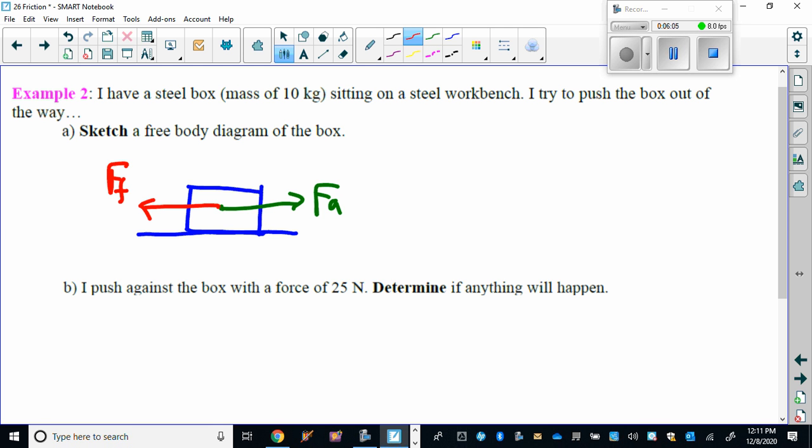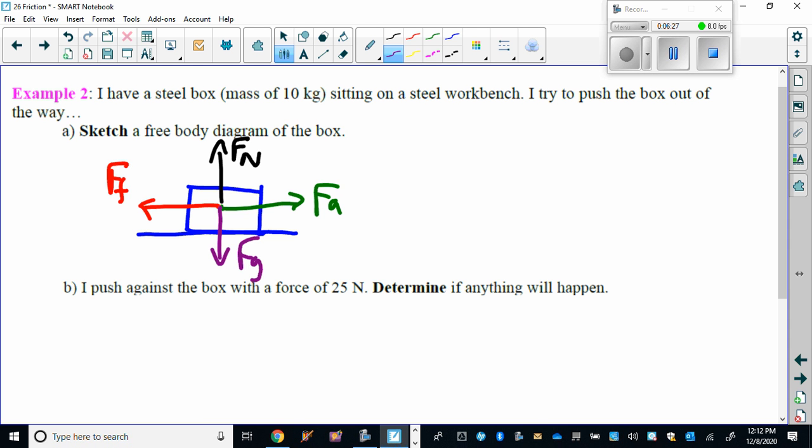And then, of course, you have your normal force going up and your gravitational force going down. So there's our free body diagram. I push against the box with 25 newtons of force. Determine if anything will happen.